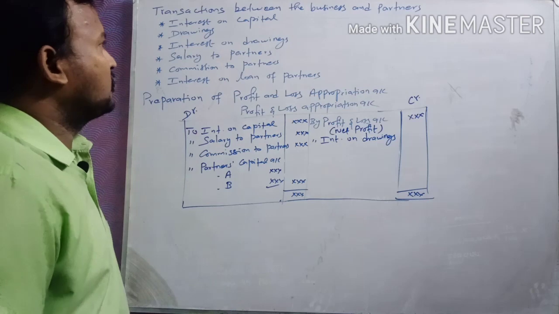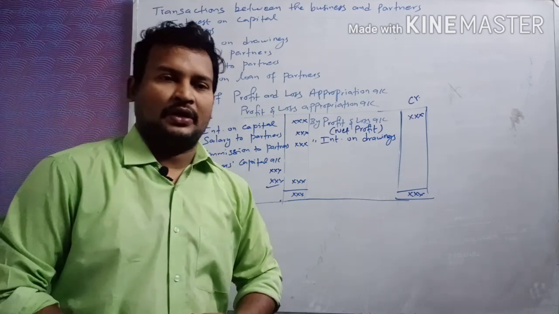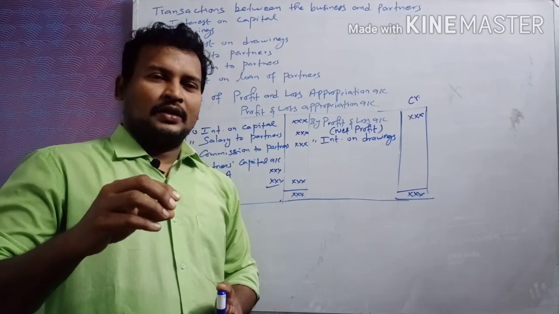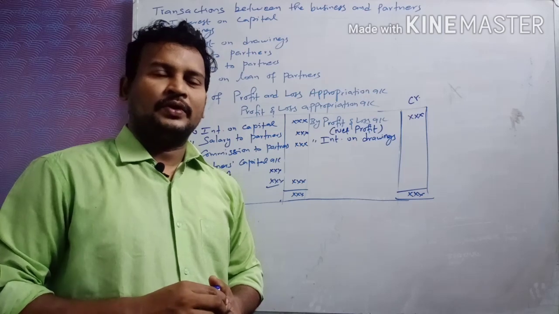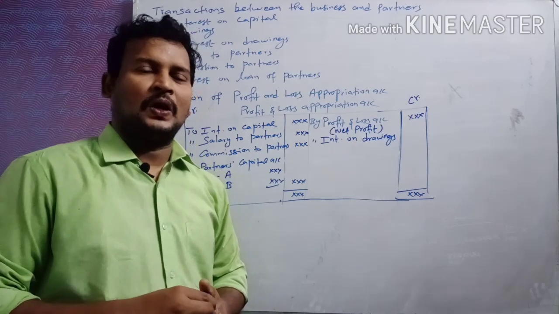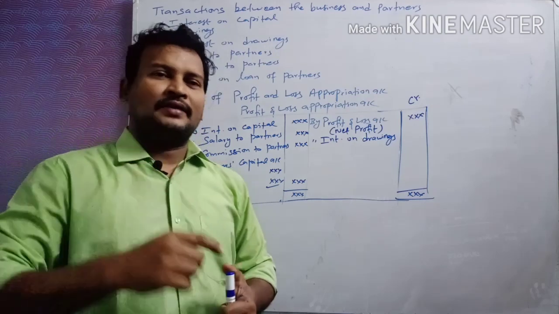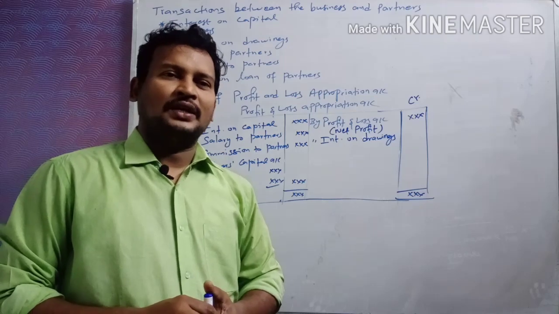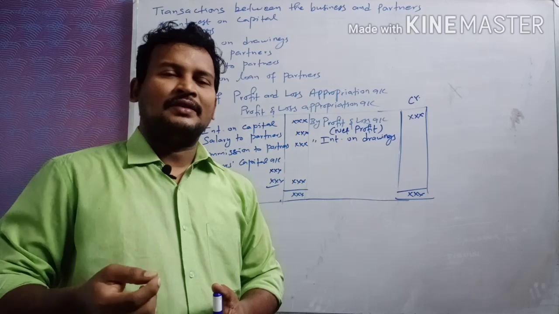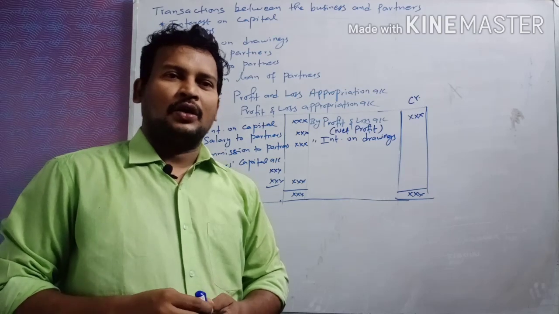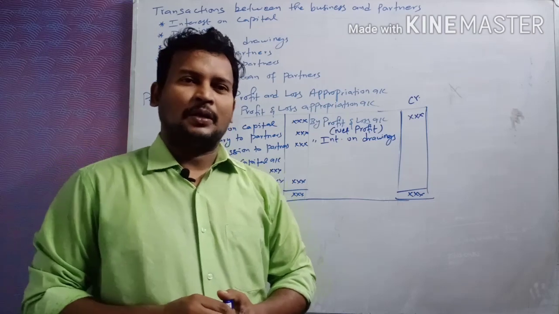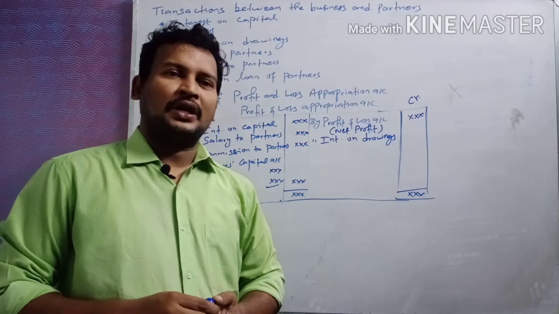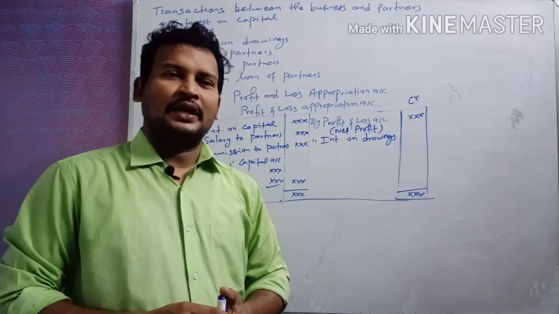See here, the transactions between business and the partners. First one is interest on capital. The partners are the owners of the business. They have invested their money in the business. It is called capital, right? The business is utilizing that money to carry out the business. So for that, the business pays interest on the capital to the partners, because the partners have provided the capital. This is called the interest on capital.